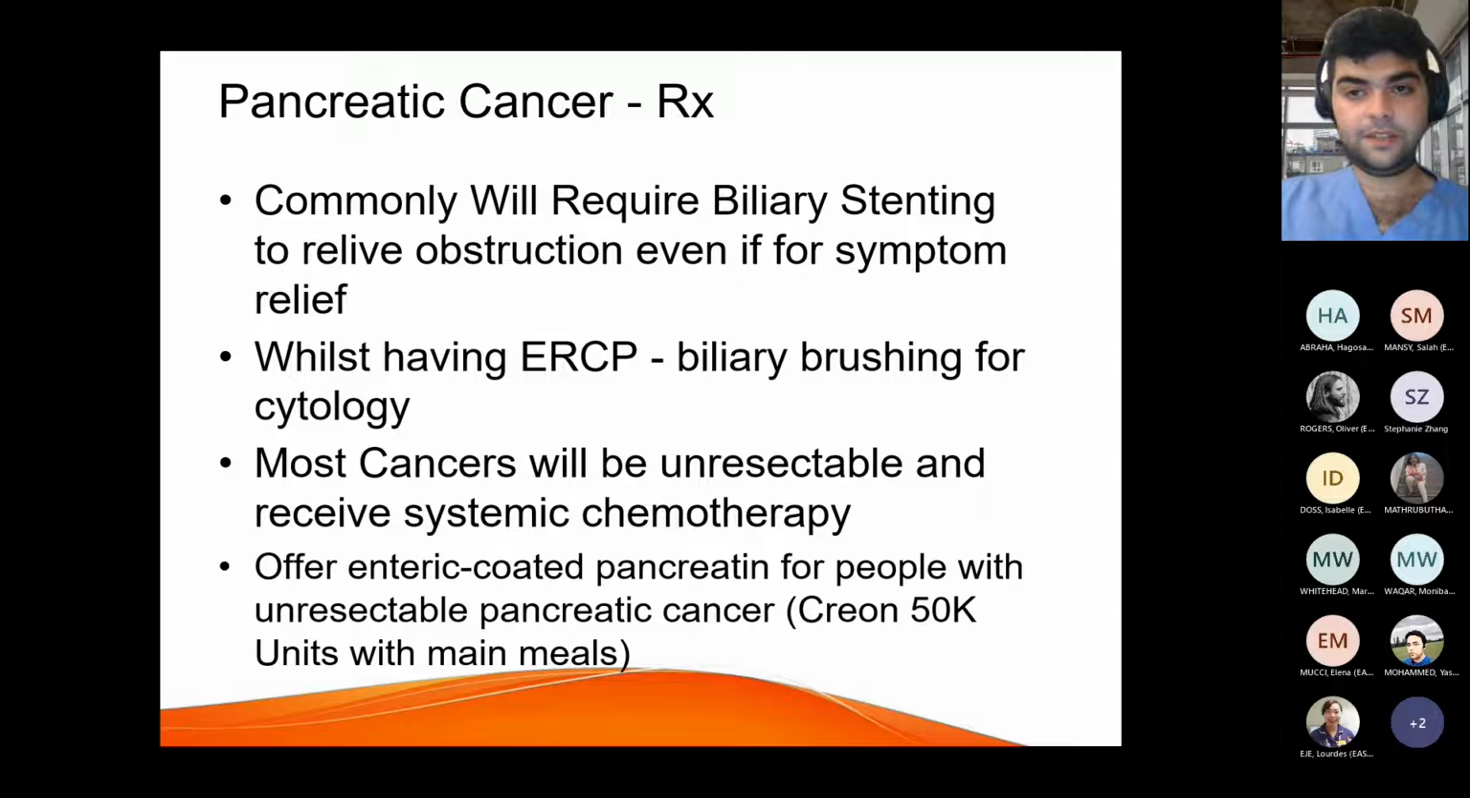However, a lot of studies have shown that even without any symptoms, Creon does provide favorable outcomes for anyone with pancreatic cancer. The doses that we give is 50,000 units with main meals and 25,000 with snacks, and that can be up-titrated quite significantly.